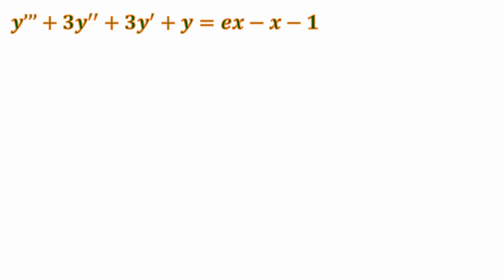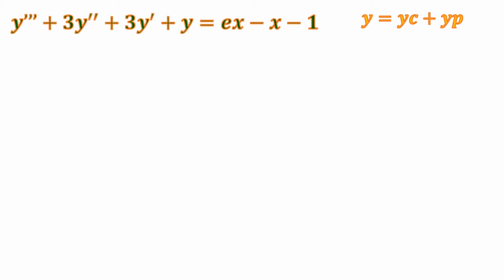And how do we solve it if it's non-homogeneous? The general solution is solved this way. y is equal to the complementary solution plus the particular solution. So we're going to solve these two solutions and add them before we can get the general solution.